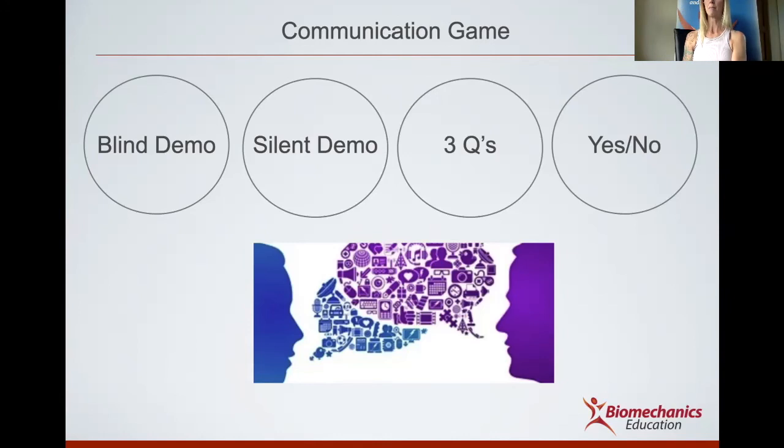Another one is the silent demo. Can you get in front of somebody and let them know what you want them to do without saying a word? So you can imagine this from the perspective of physical demonstrations. And so how can we do that? That'll be another game. 3 questions. So this is 3 questions to work out which physical ailment they have. So you've just got 3 questions, no more, to work out what their problem is. So your colleague might make one up, and then you've got 3 questions to try it out. And then the yes/no game is you can't say yes or no when asked about your professional history.